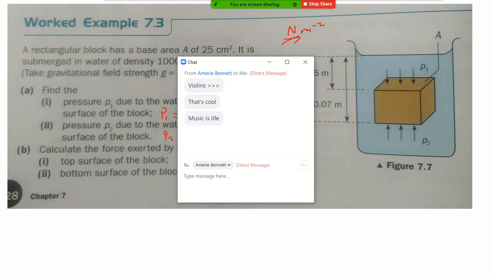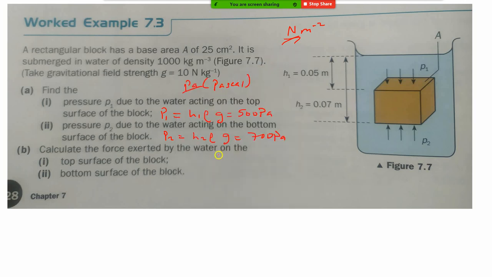Yeah, man. So music, as Amory said, music is life, but physics is also life too. Yeah. Oh, you make a mistake, you make a mistake.